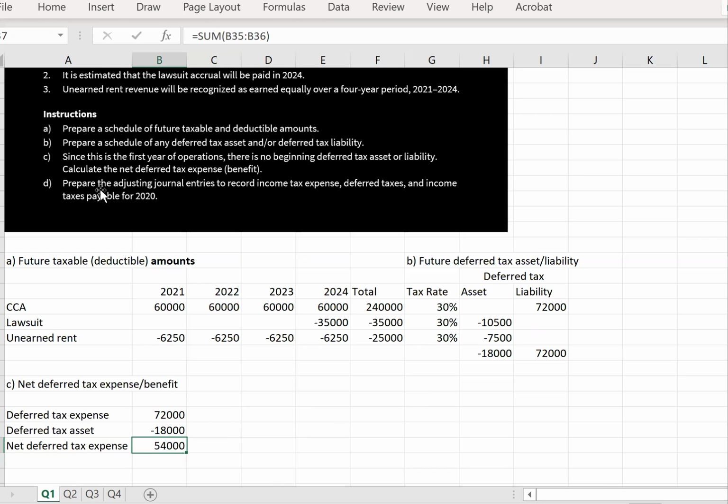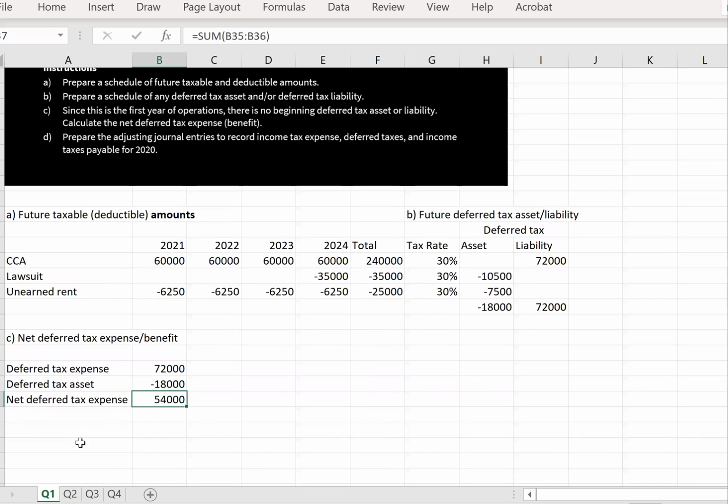Now D says prepare the adjusting journal entries to record income tax expense, deferred taxes, and income taxes payable. Okay, so D is going to be journal entries for 2020. It's really important to keep the year in mind. So don't forget, one of our first entries is the easiest one, and you don't want to forget about it.